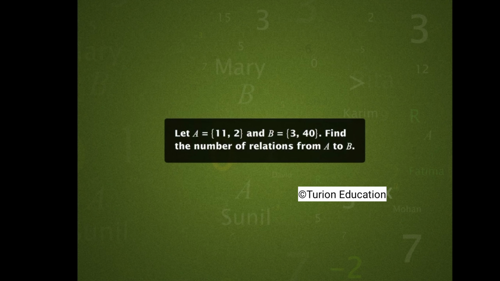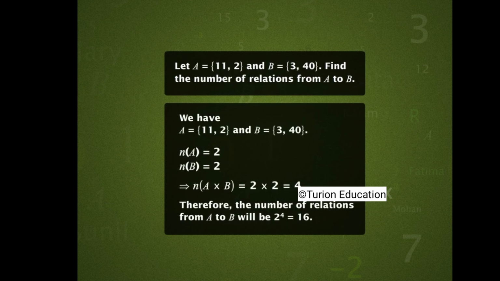Let us find the number of relations from set A to set B for the given sets A and B. The cardinality of A cross B is 4. Therefore, the number of relations from A to B will be 2 to the power 4, or 16.